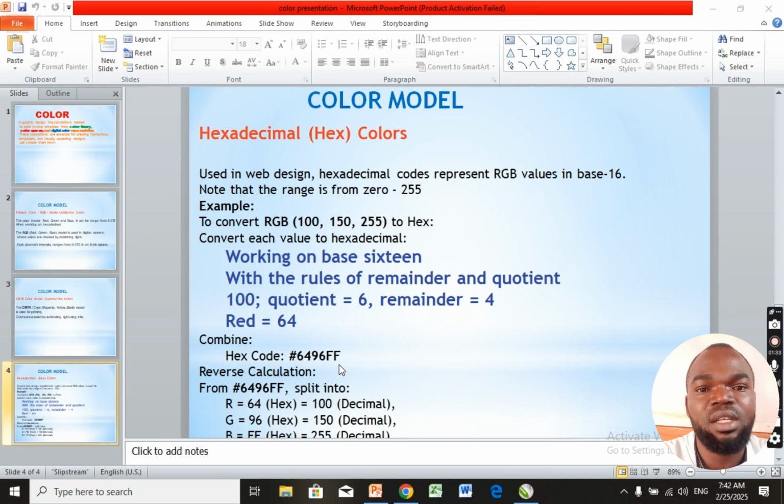After converting them to hexadecimal, the result is going to give us 6496FF. The reason why we are having FF here is because we are having 15 as both the quotient and the remainder. So that is why we have FF here. You understand? So if it's 15, 15, it's going to be what? FF. If it's 10, 10, it's going to be AA. You understand what I'm saying? So that is the explanation behind it.